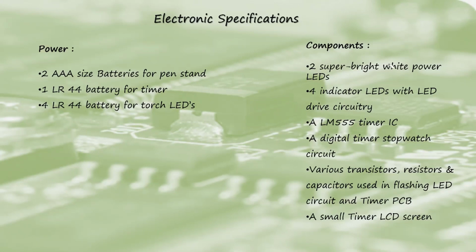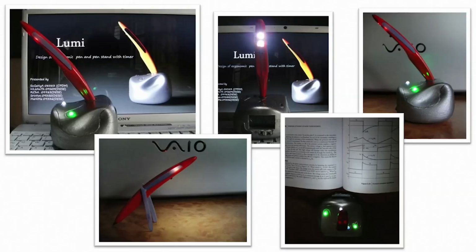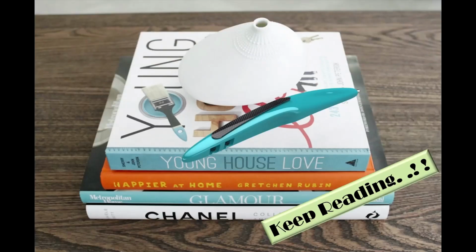So we have all this stuff, super bright white LEDs with circuitry, a timer, a digital timer stopwatch circuit, and various active components, and a small LED screen. Wrongly they have written LCD screen, probably it was written much before the thing was started. So the advantage being, I now have something which actually works well.